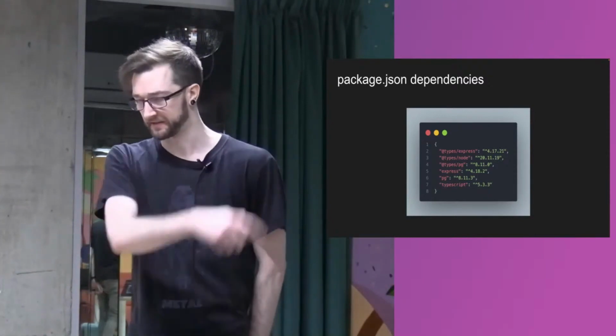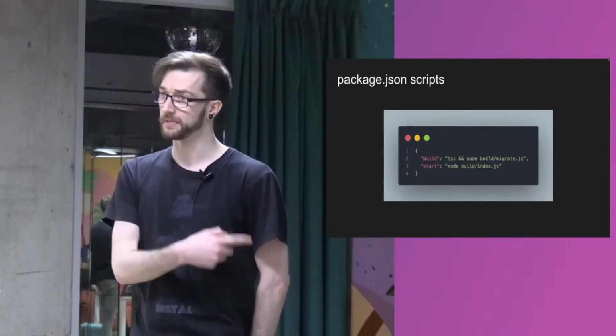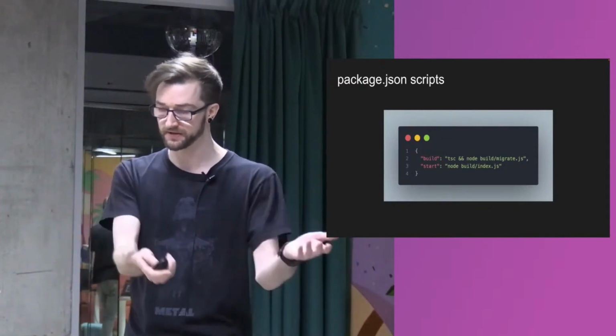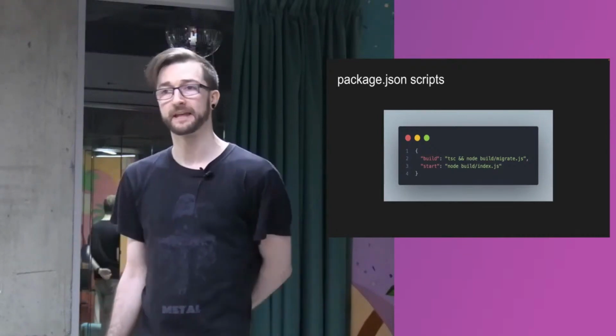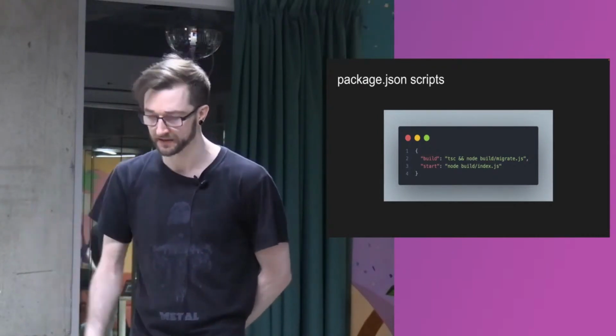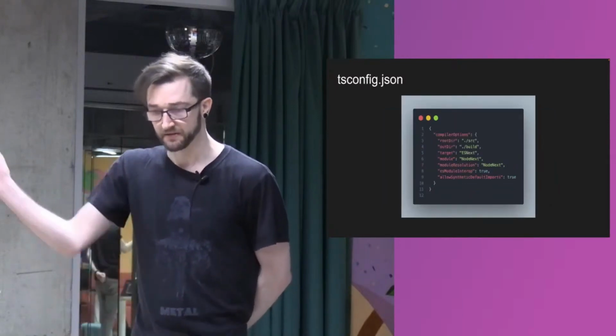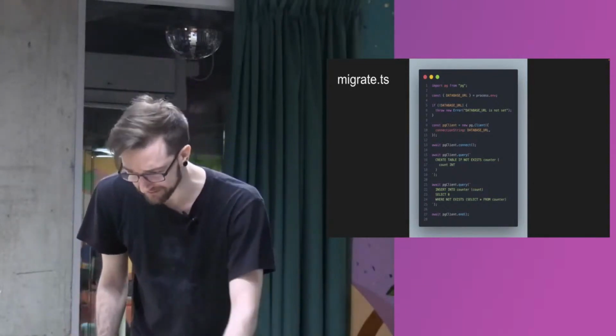And then we've got some types stuff, ignore that. Scripts, two scripts. One is a build script that runs the TypeScript compiler to build our TypeScript into JavaScript. And then it also runs our migrate.js, which we'll see in a second. And then we have a start script, which runs our main index.js, the built version of the TypeScript. tsconfig tells TypeScript how to build stuff. We don't need to go over that.